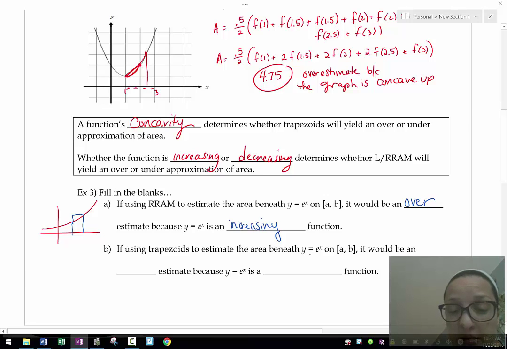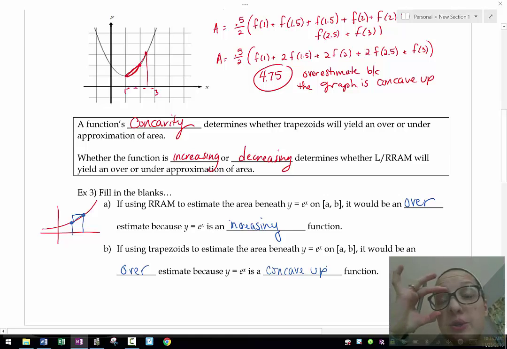If using trapezoids to estimate the area under y equals e to the x, if I connect this right to that, I still have an overestimate because y equals e to the x is concave up. So with rectangles, you look at increase versus decrease. With trapezoids, you look at concavity.